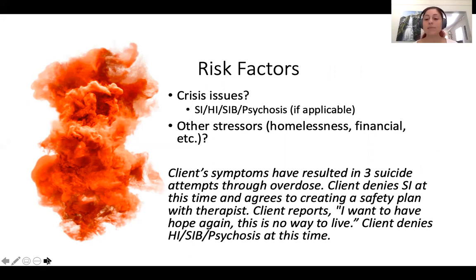So here, client symptoms have resulted in 3 suicide attempts through overdose. Okay, that's a crisis issue. Client denies SI at this time and agrees to creating a safety plan with therapist. Client reports, "I want to have hope again, this is no way to live." Okay, so this is addressing the crisis issue. And then client denies HI, SIV, psychosis at this time, showing that I did assess for it and it's not relevant to the client at this time.